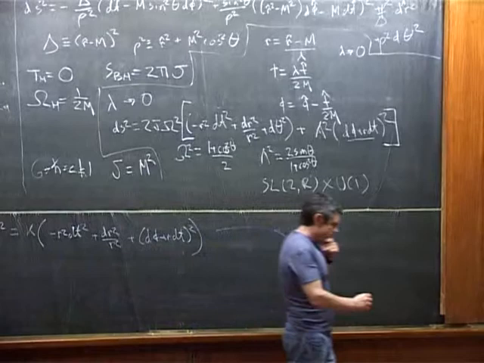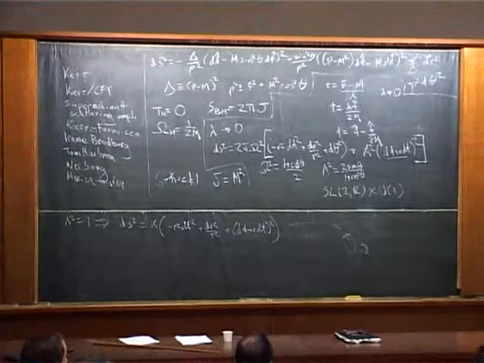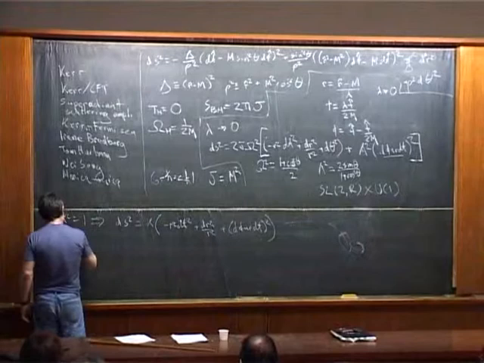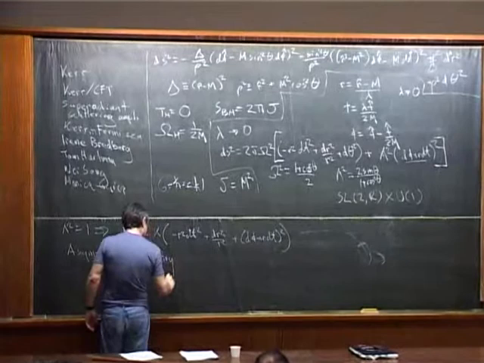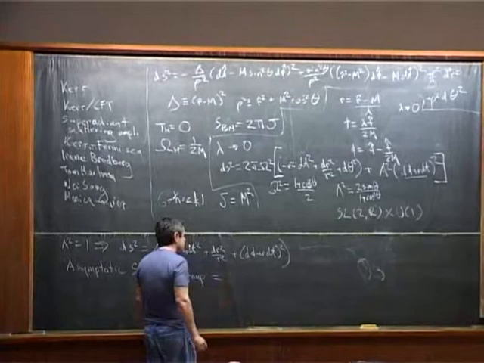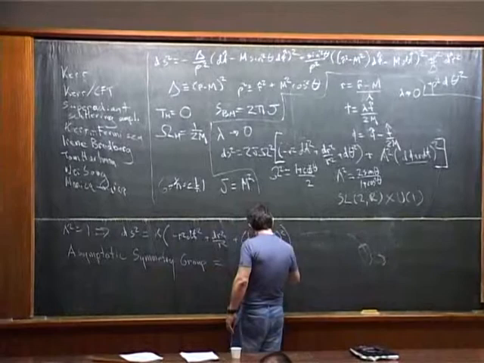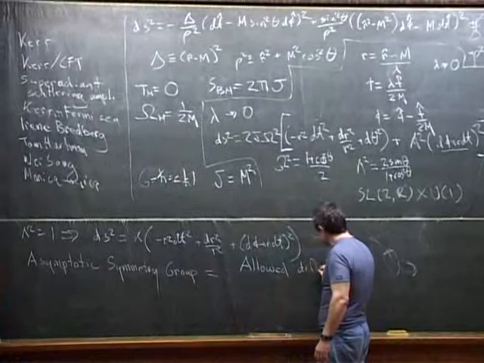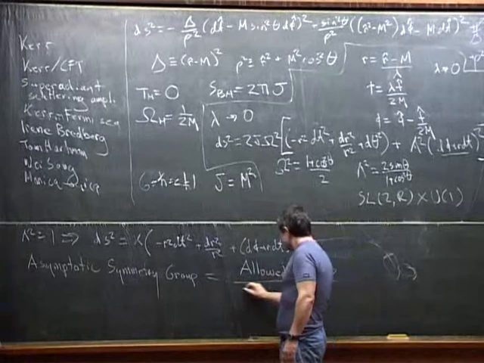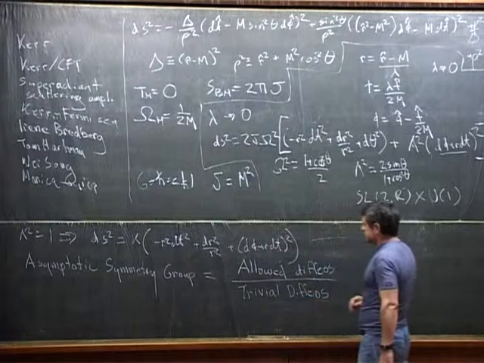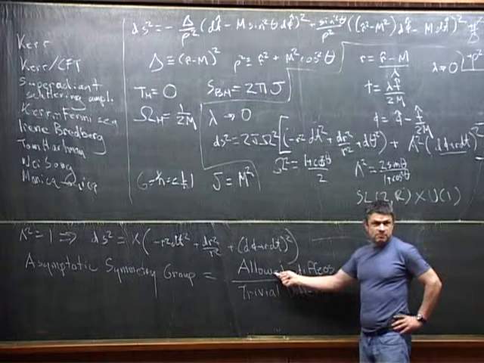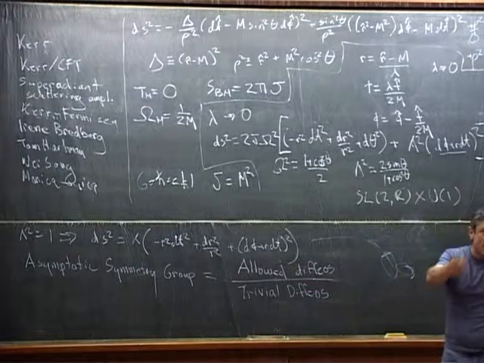Now, an important concept in this discussion is something called the asymptotic symmetry group. And what is the asymptotic symmetry group? Well, to start with, it's general relativity, so we have four-dimensional diffeomorphism invariance. So it's the allowed diffeomorphisms divided by the trivial diffeomorphisms. Let me say what these both are. To say what diffeomorphisms are allowed, you have to say what your boundary conditions are. You have to say how your fields fall off at infinity.